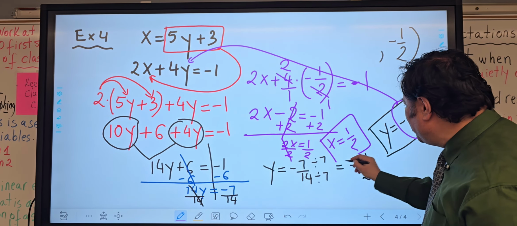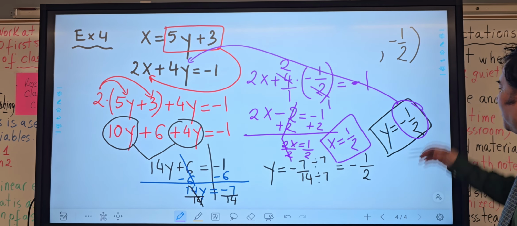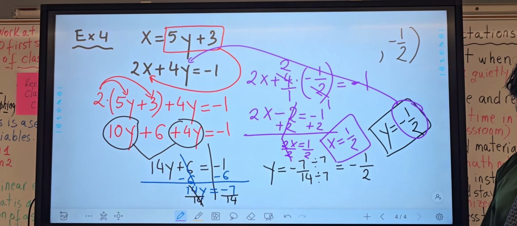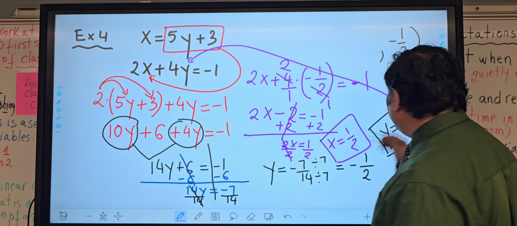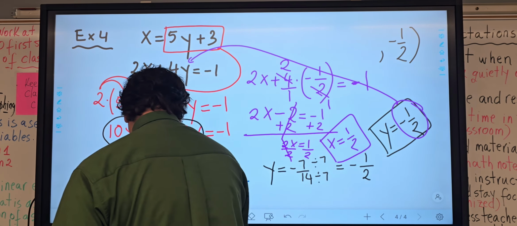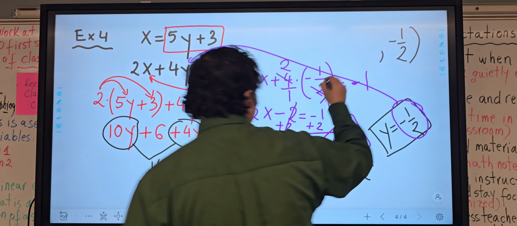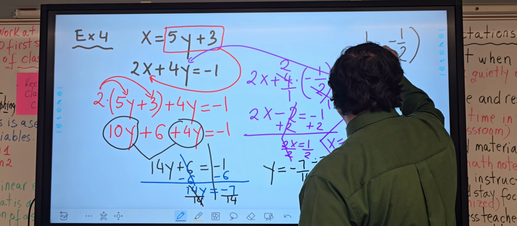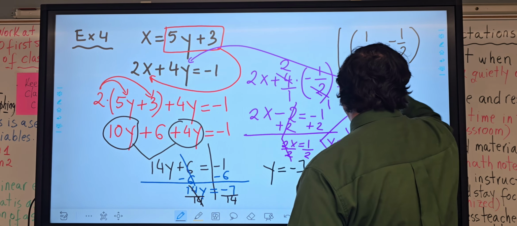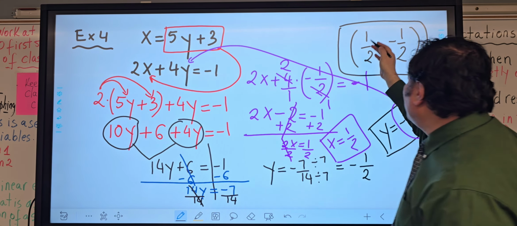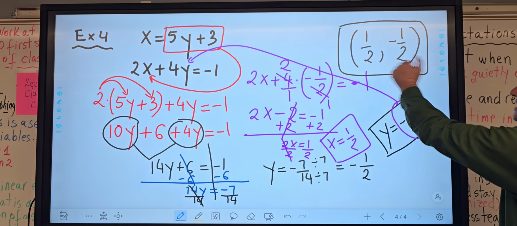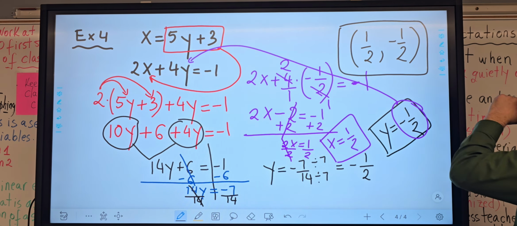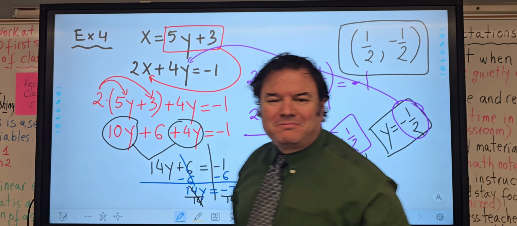Very, very interesting in this problem because y was -1 over 2 and x now is 1/2, positive 1/2. So x is 1 over 2. And now we are done. That's our x and that's our y. That's our solutions. X is 1 over 2 and y is -1 over 2.